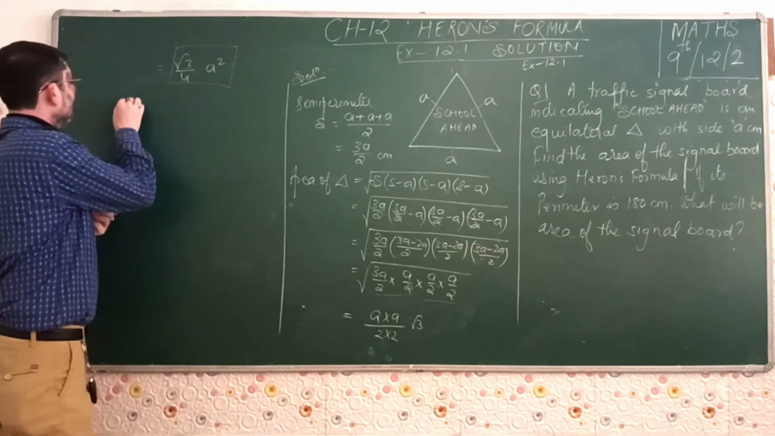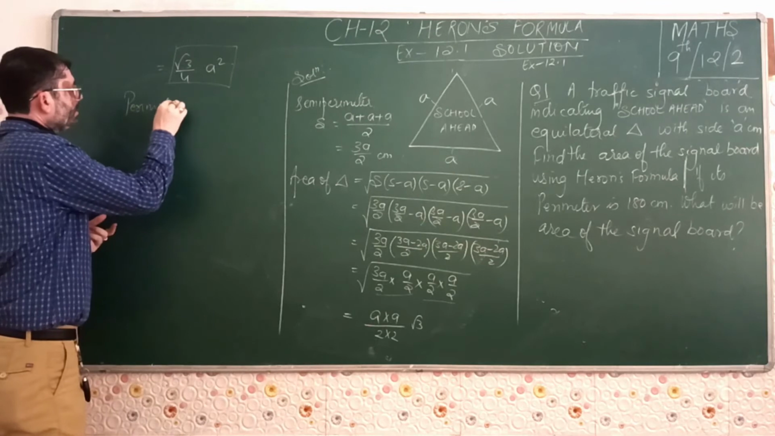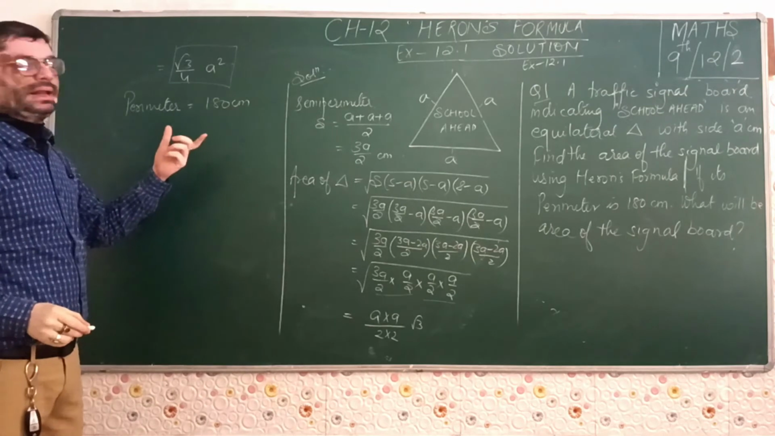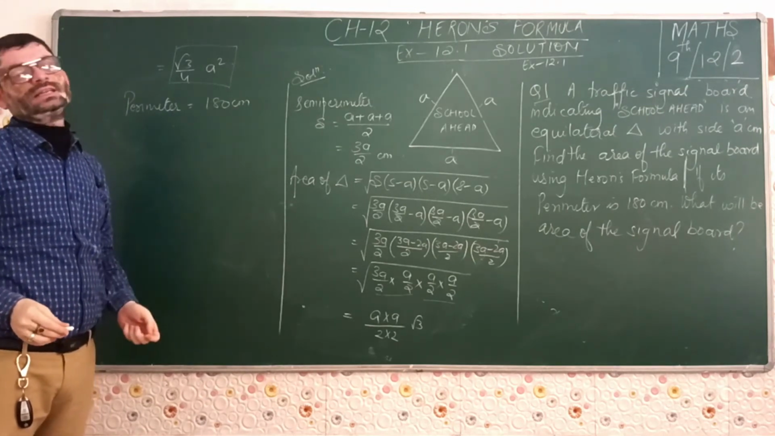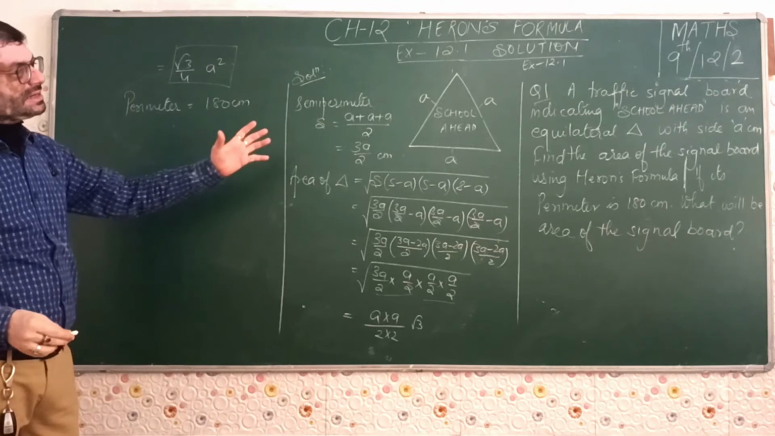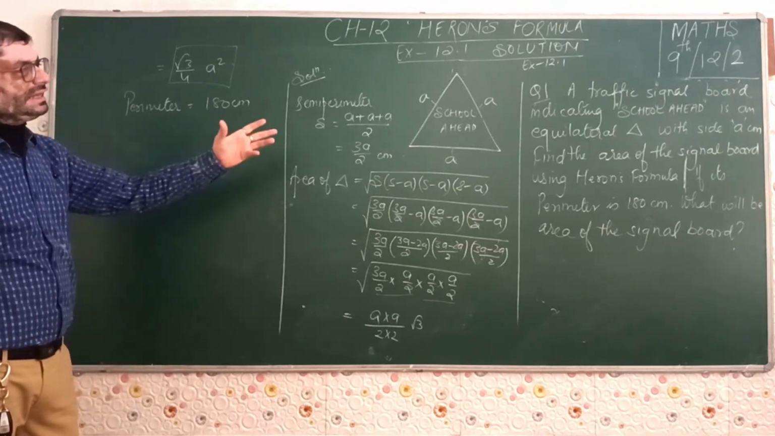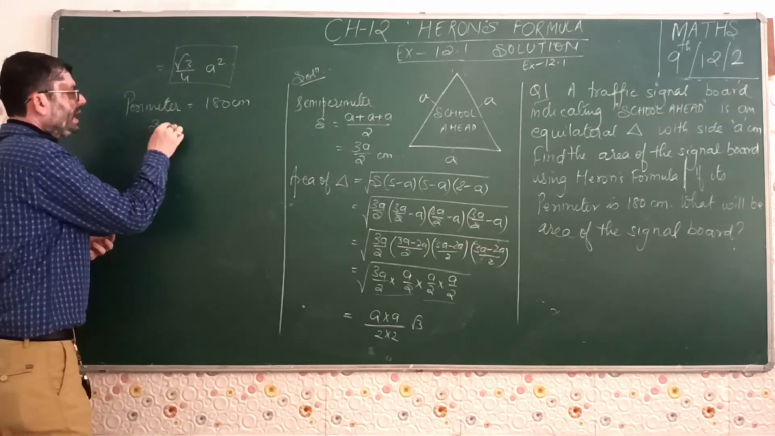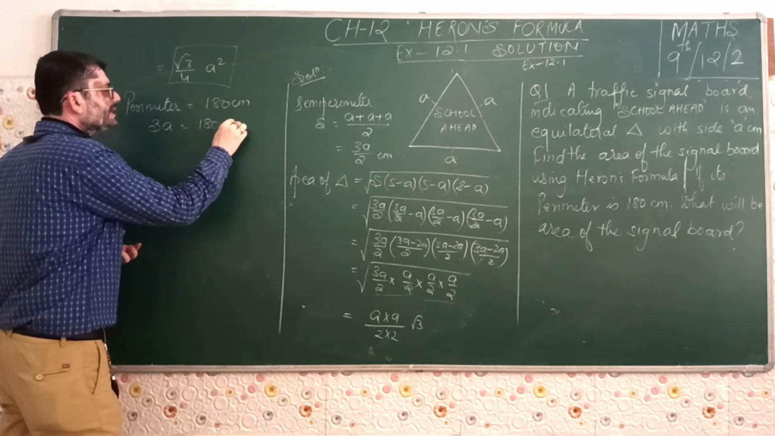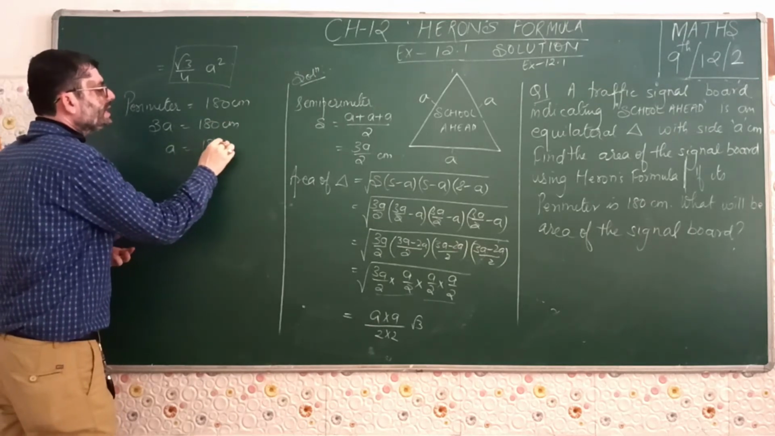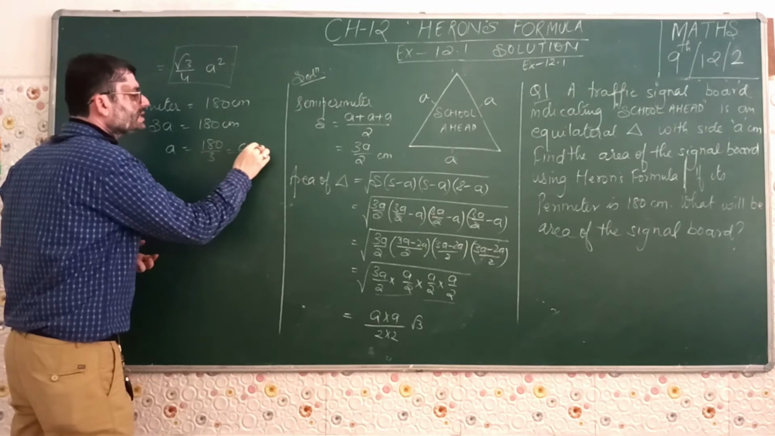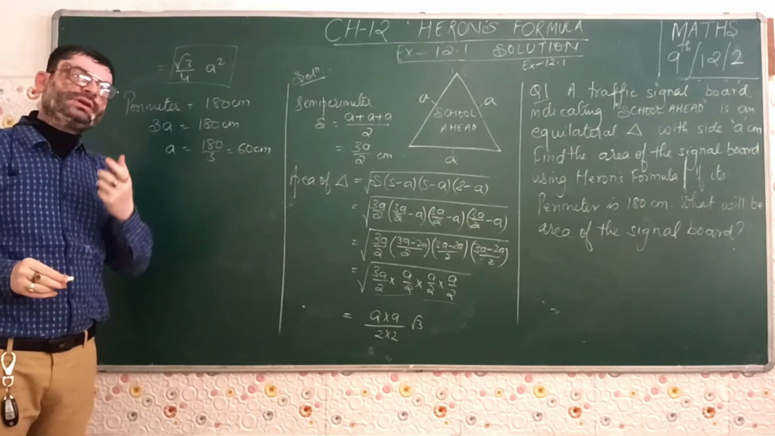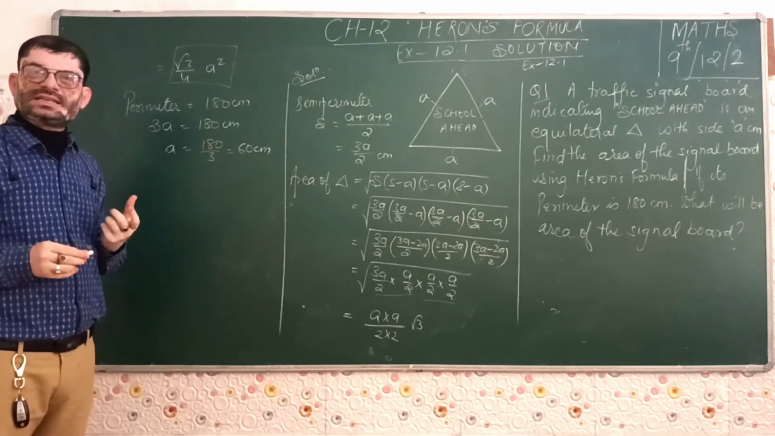We are given perimeter is equal to 180 centimeter, and we know the perimeter means it is the sum of all the three sides of the triangle that is given to us. Here the triangle is an equilateral triangle with each side a, so the perimeter will be 3a. So 3a is equal to 180 centimeters. So each side is 180 centimeter by 3 is equal to 60 centimeters. We have obtained the value of each side of an equilateral triangle as 60 centimeters.